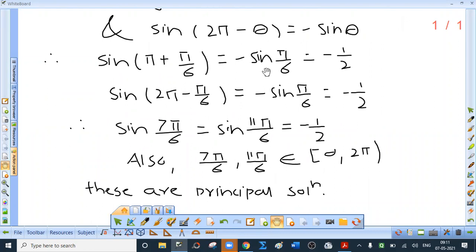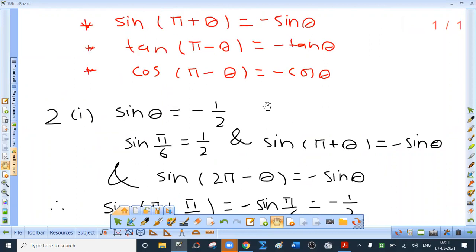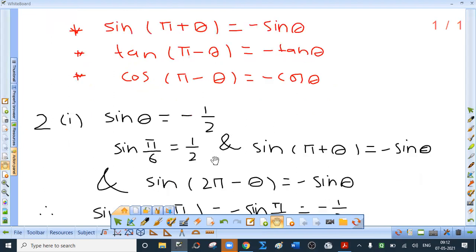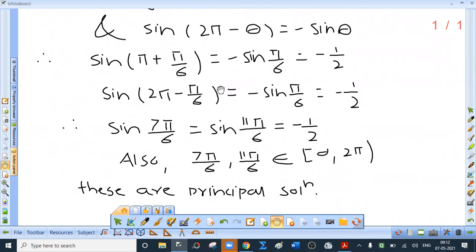So in fact, just a minute. Here you have to write sine. You have already written sine of pi plus theta is minus sine theta. After this, you have to say sine of 2 pi minus theta is also minus sine theta. Okay. Now, tan of pi minus theta is minus tan theta. Then tan of 2 pi minus theta is also minus tan theta. Cos of pi minus theta is minus cos theta. Similarly, cos of pi plus theta is also minus cos theta. See, we have done this in 11th standard only.